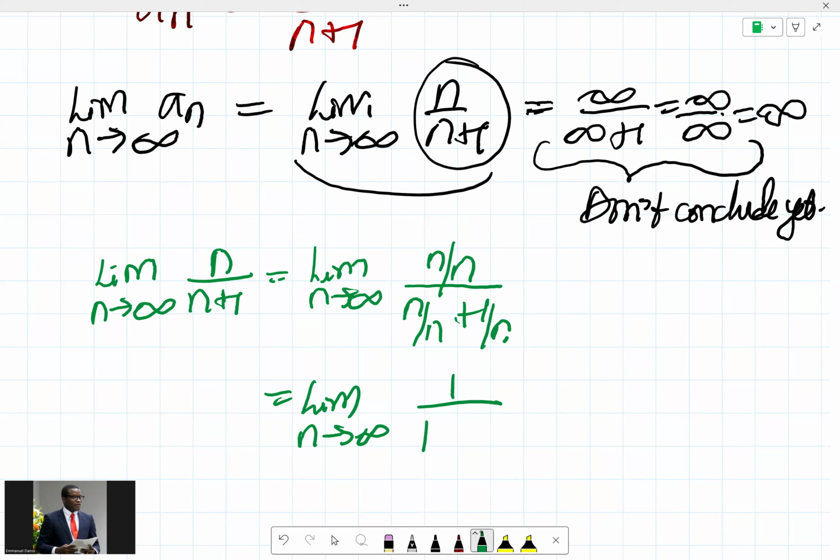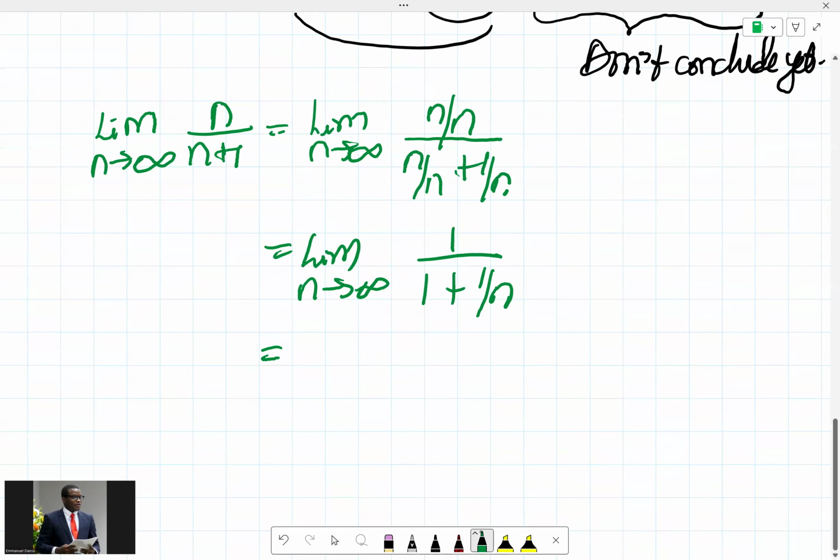All over n, 1 again plus 1 over n. So with this adjustment, you may have it better. So you cannot substitute infinity now. So you have 1 over 1 plus 1 over infinity.